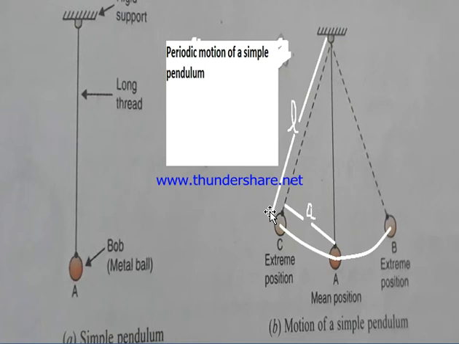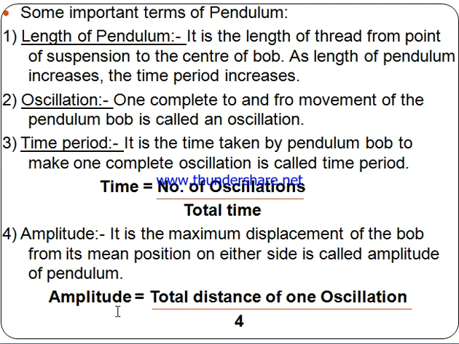How is amplitude calculated from one oscillation? One oscillation includes the distance from C to B and B to C, but we require only A to C. So it is 1/4 of one complete oscillation. So amplitude is equal to the total distance of one oscillation divided by 4. So this is all about the simple pendulum and periodic motion.